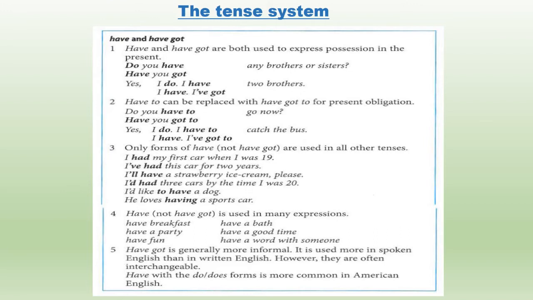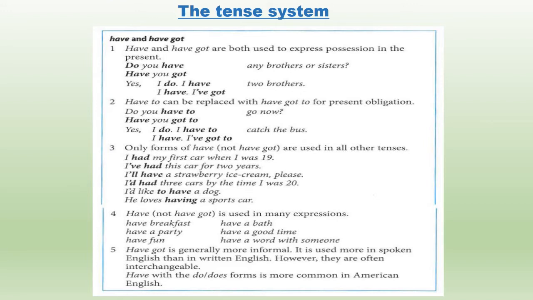I'd had 3 cars by the time I was 20. I would like to have a dog. He loves having a sport car. So here, have is used in different tenses, while have got we can't use in different tenses.